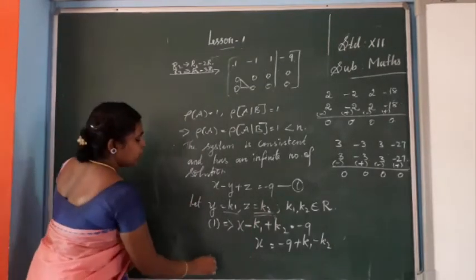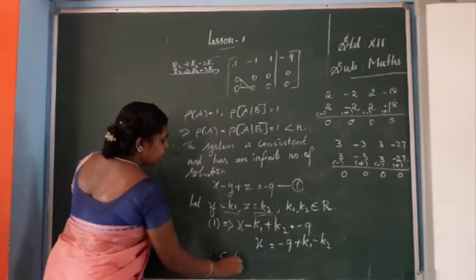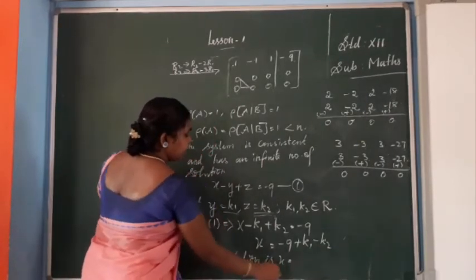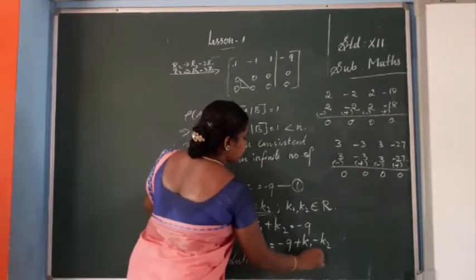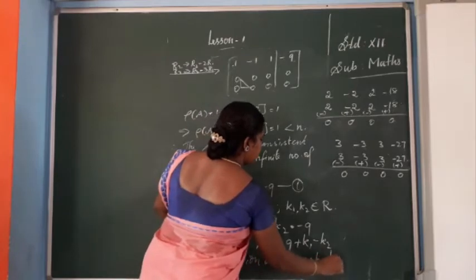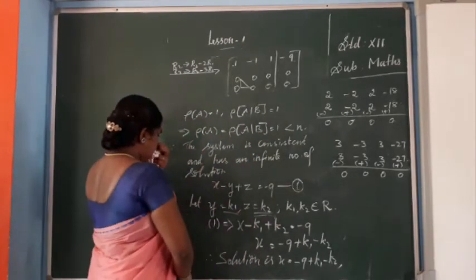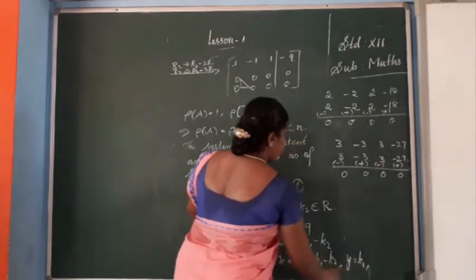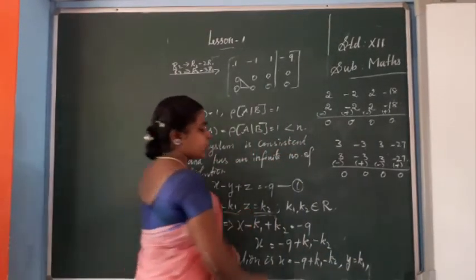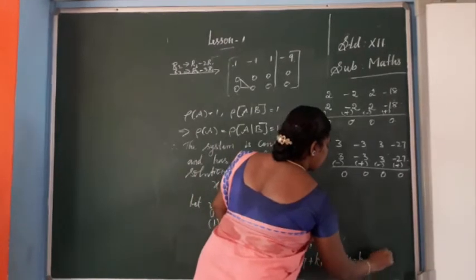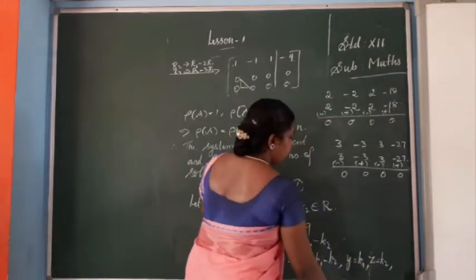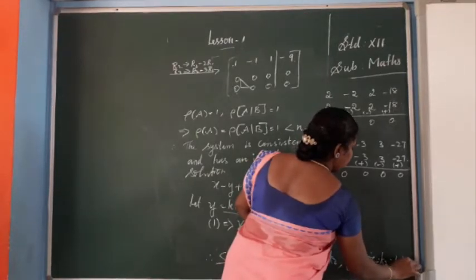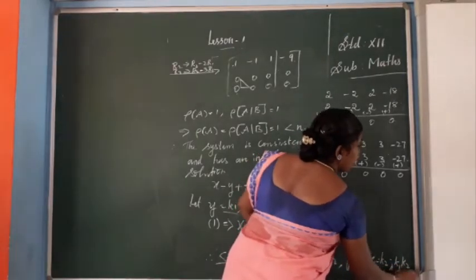So therefore the solution is x equal to minus 9 plus k1 minus k2, y equal to k1, z equal to k2, where k1, k2 belongs to R.